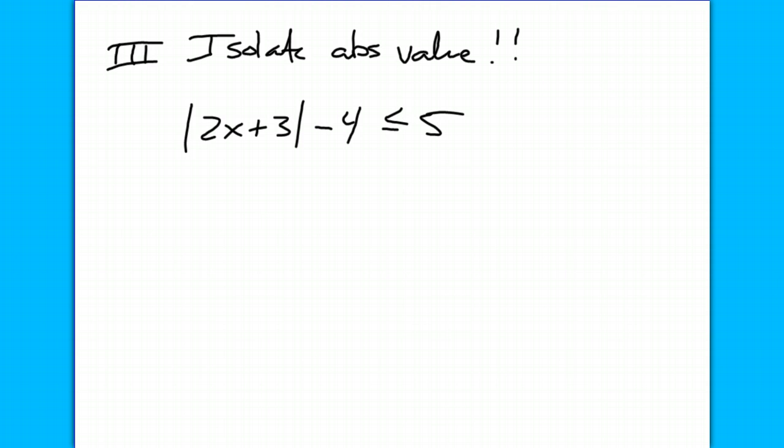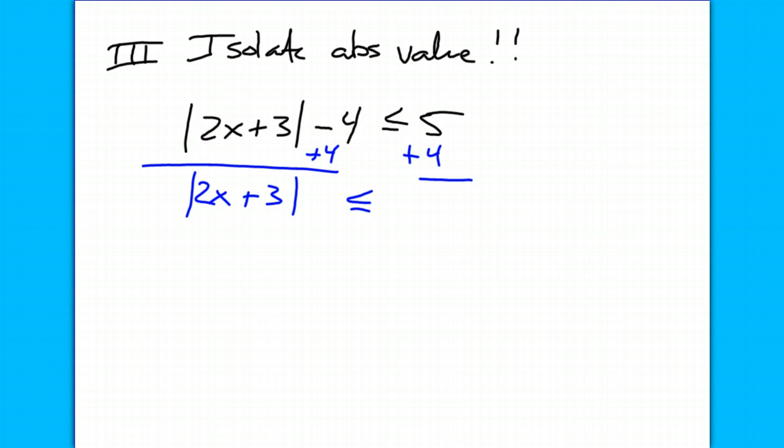Okay, Lauren, what do we do first? Add 4 to each side, good. And does that change the sign? So absolute value of 2x plus 3 is less than or equal to 9. Okay, and now we have the absolute value isolated, so we have 2 inequalities to solve. And the first one, Lauren?